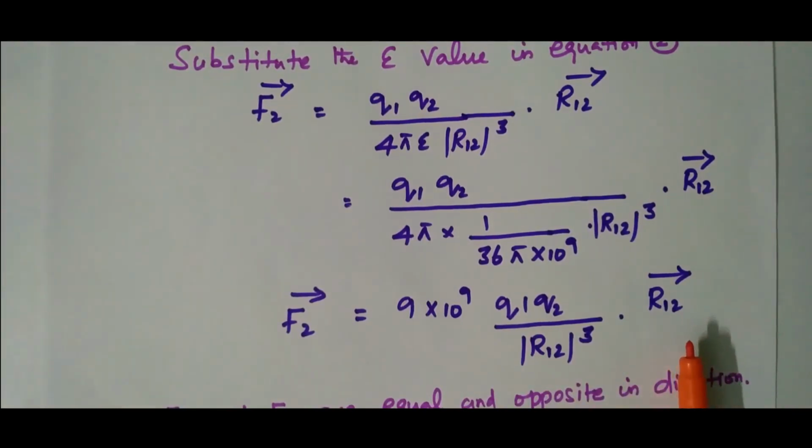Equation 1 is the scalar form, q1 q2 divided by 4 pi epsilon r12 square. While solving a problem based on the vector quantity or scalar quantity, we can use equation 1 or this equation. This one is the scalar form and this is the vector form, which can be used while solving the problem. Based on the data available, we can go for either vector form or scalar form, right?